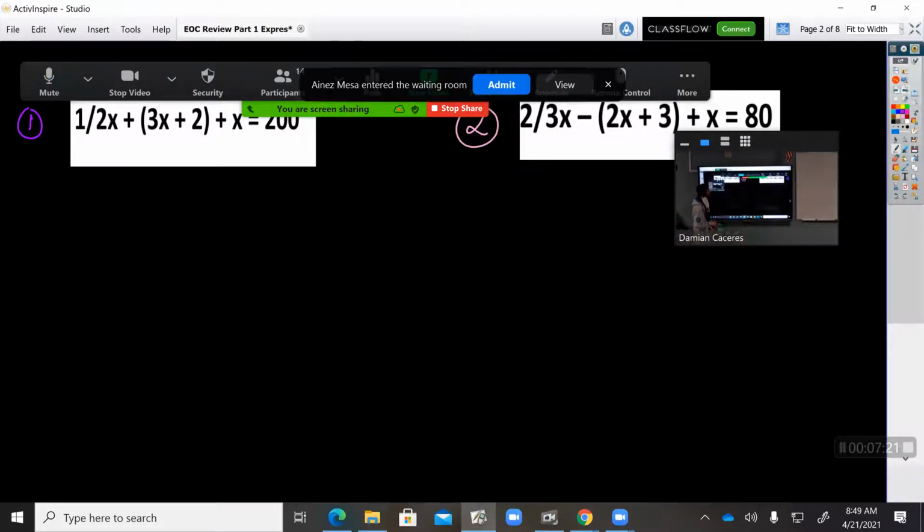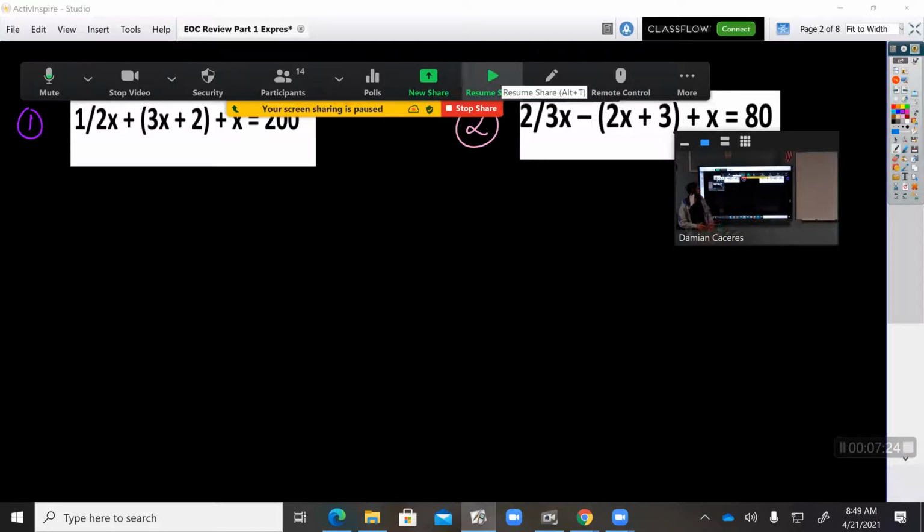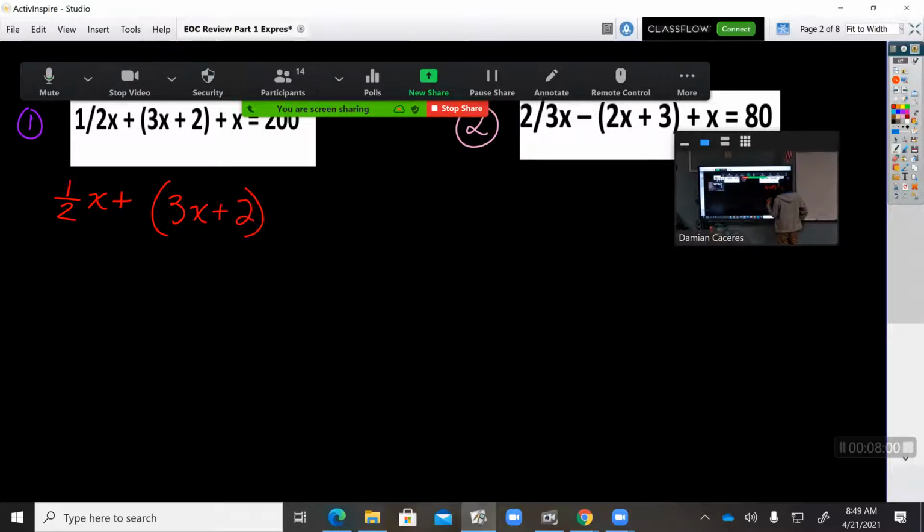Now, on the next page, these are two equations that have fractions in them. So, you can work with the fractions if you like. I don't recommend it. I recommend you get rid of fractions. So, let me explain to you the process here, and then you can choose which way you want to do it. On number 1 over here, I'm going to rewrite it so you can see it in fraction form: 1/2 x plus parentheses 3x plus 2 plus x equals 200.